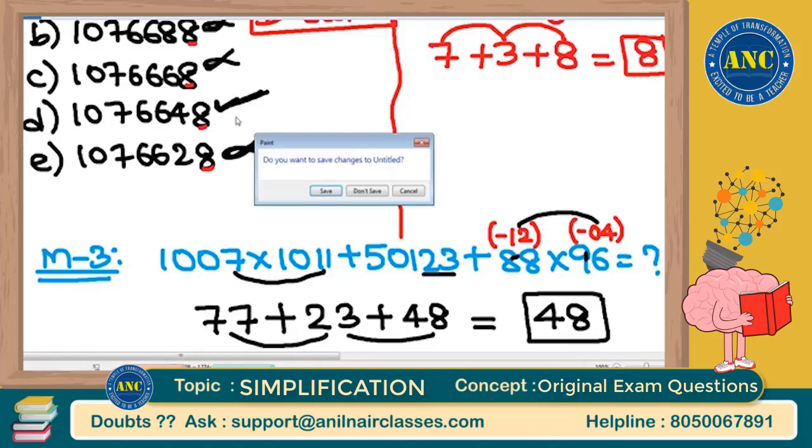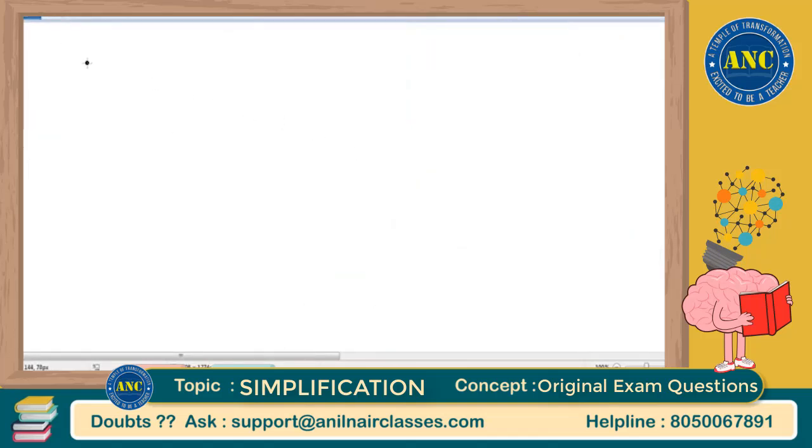Another question. See here. I told you that whenever any numbers ending with 5 are multiplied, if it is odd 5 and odd 5 multiplied, same family, it is 25. If it is odd and even, or even and odd, it is a different family, 75.